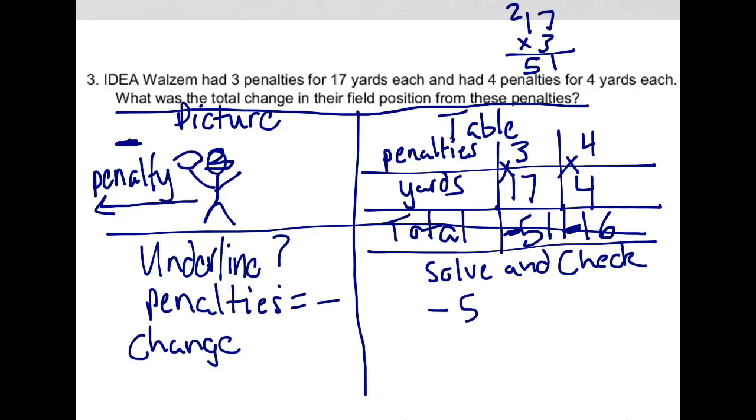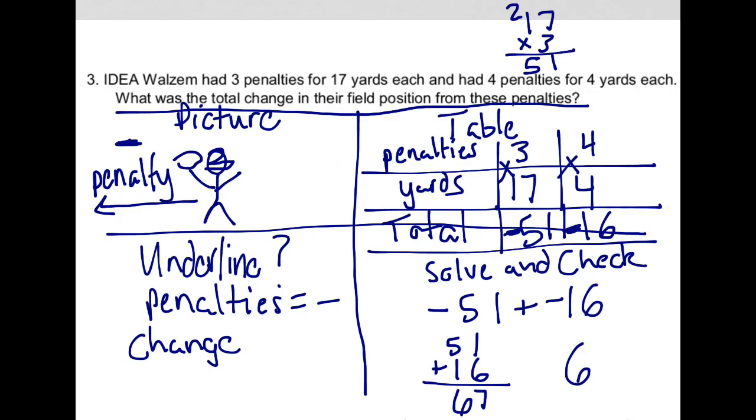So I have negative 51 yards on 3 penalties, and I have negative 16 yards for 4 penalties. I'm going to add those up to get my total. I can just add the absolute values of 51 plus 16. 6 plus 1 is 7. 1 plus 5 is 6. So I've got 67. And then I know that if they're both negatives and I'm adding them together, if I think about my number line, I'm going further and further left, which is negative on the number line. So my answer is negative 67.